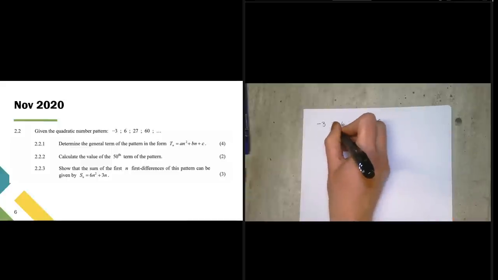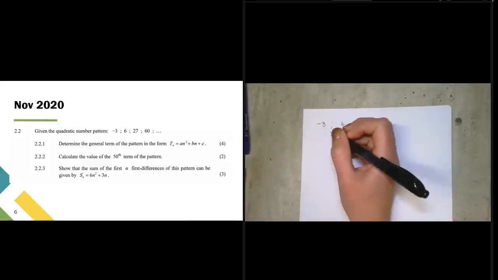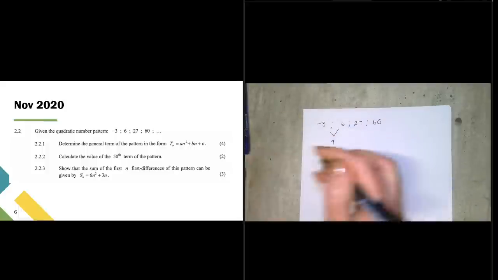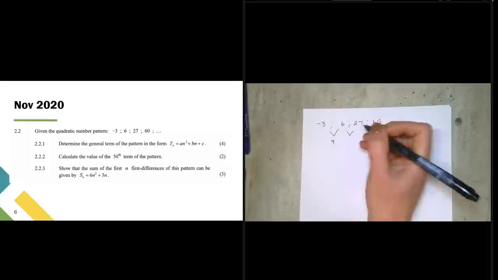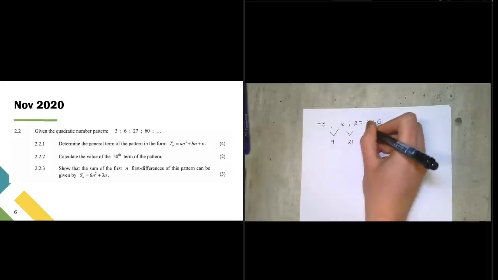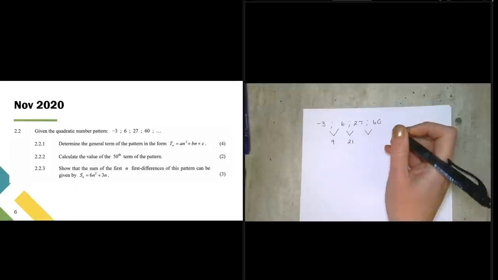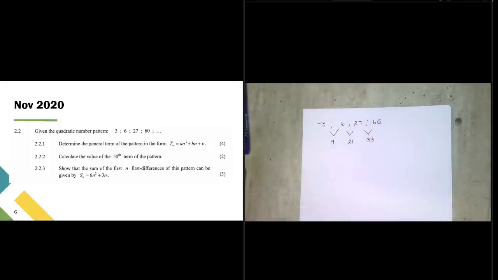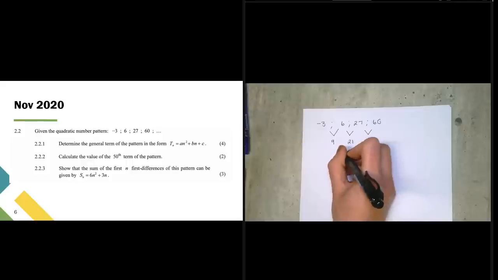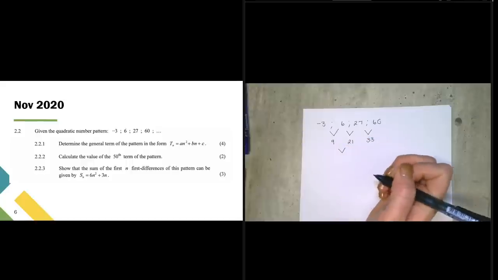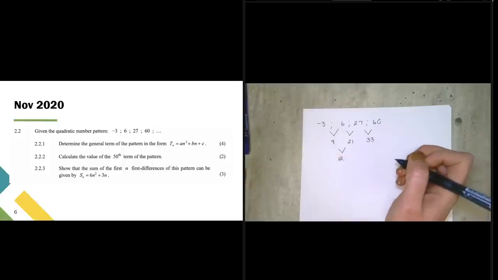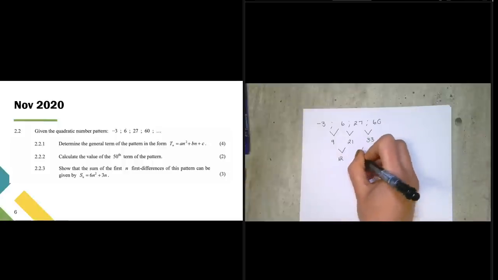So let's start. 6 minus negative 3 gives me 9. 27 minus 6 is 21. 60 minus 27 is 33. Remember, that's my first difference. I need my second difference to be constant. 21 minus 9, so I do it again, is 12. And 33 minus 21 is 12.